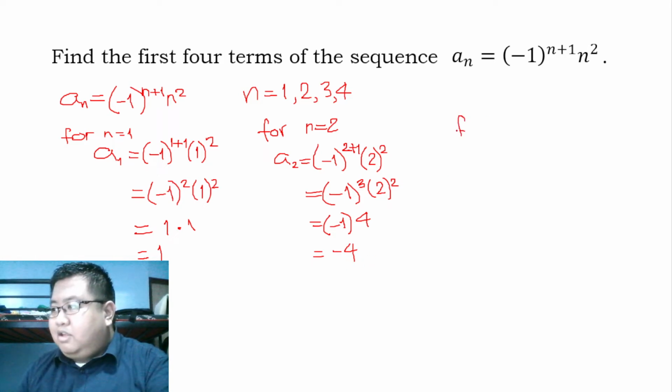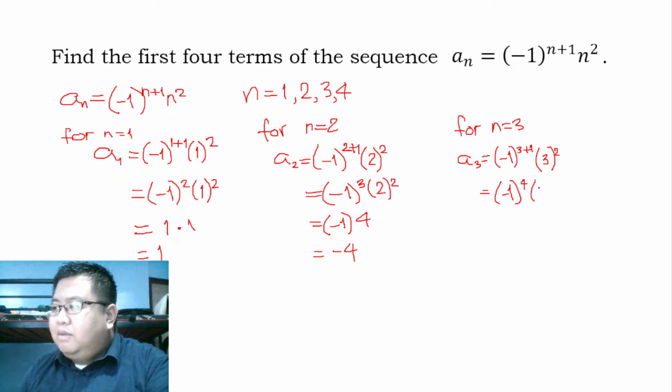Now, in similar fashion, we have n equals 3. A sub 3 is equal to negative 1 raised to 3 plus 1 times 3 squared. And then negative 1, 3 plus 1 would be 4, 3 squared.